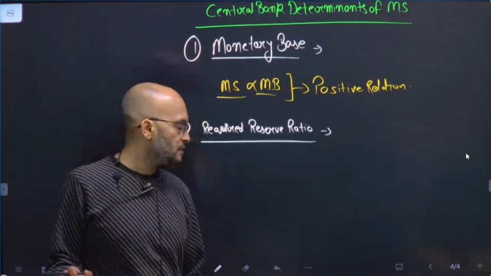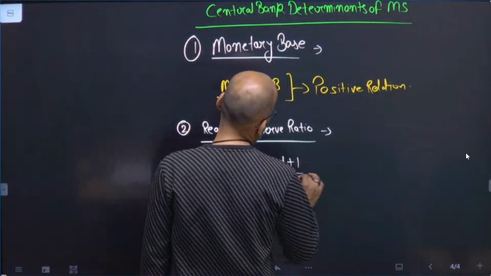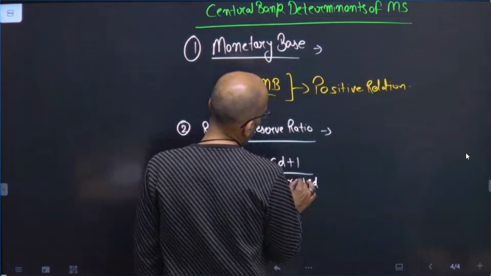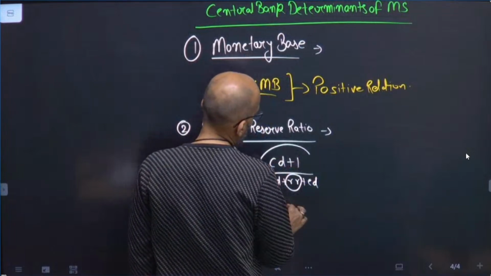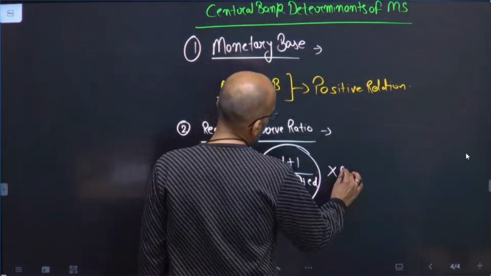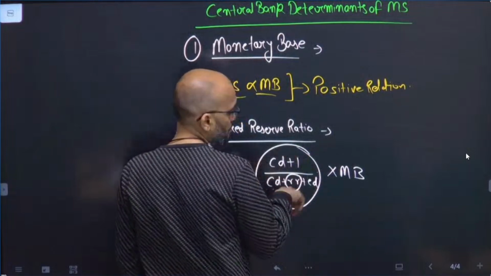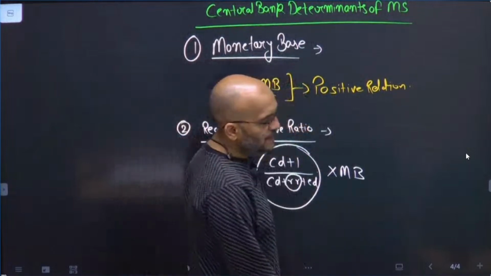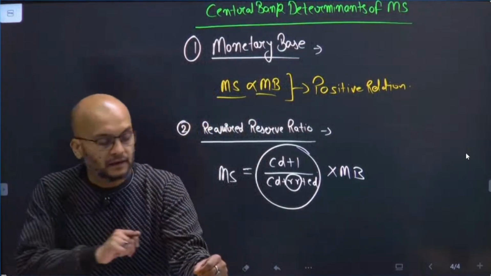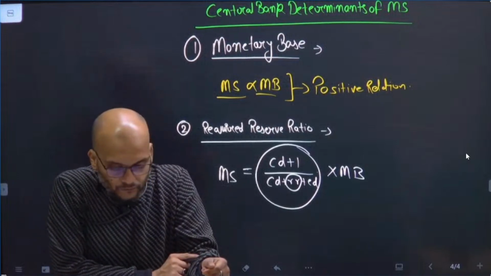Yes or no, guys? So what is money multiplier? CD plus 1 upon CD plus RR plus CD. So if RR is changed, this entire money multiplier will change. And if this will change, this is equal to MS. That means MS or money supply will change. So RBI can change entire money supply by changing the RR. Full stop.